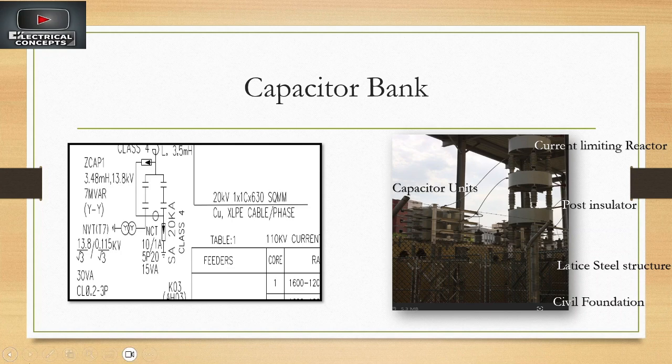So you can see here all the details of the capacitor bank, which is designed accordingly, connected through the XLPE cables. Their CT class is 5P20 for protection. What is the VT rating? What is the VT secondary? What is the VT primary? What is the VA burden for this CT? What is the class, 0.2 3P?